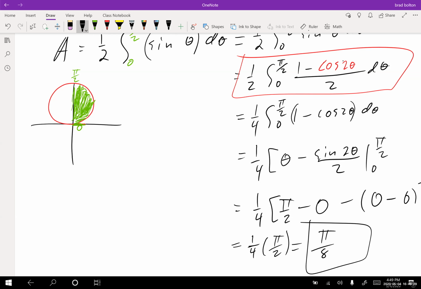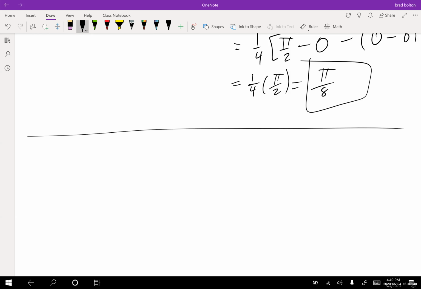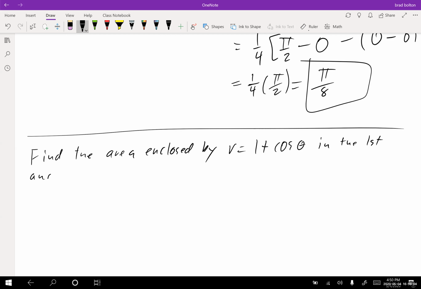So as you can notice, these are taking a little bit of time. These are not short problems. And these are considered like the super easy ones. These are like the nicest ones ever. We haven't even done any of the bad ones yet. So let's look at a bad one, or I guess it's not terrible. So let's find the area enclosed by r equals 1 plus cosine theta in the first and second quadrants.